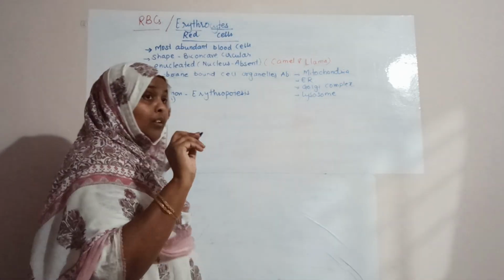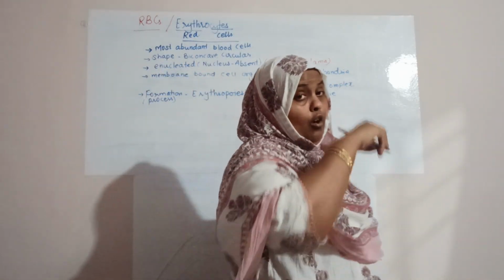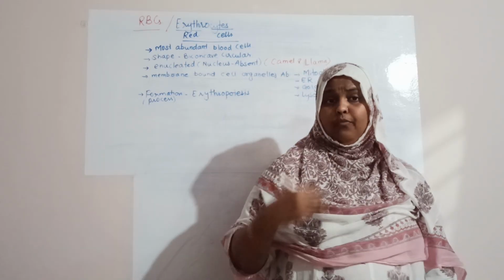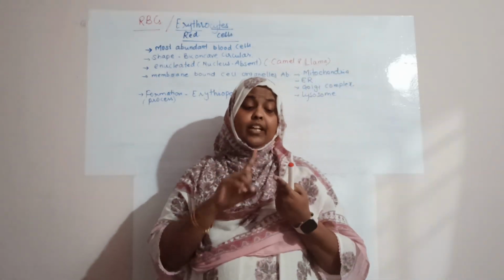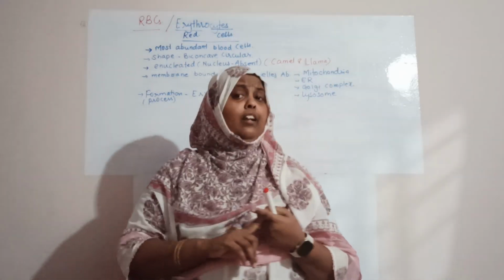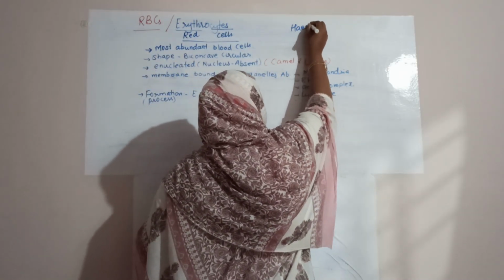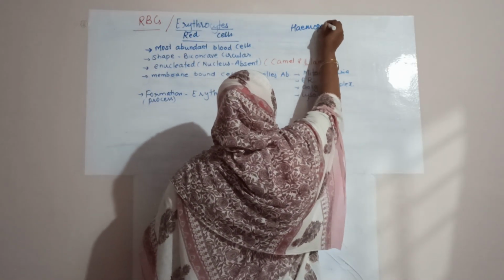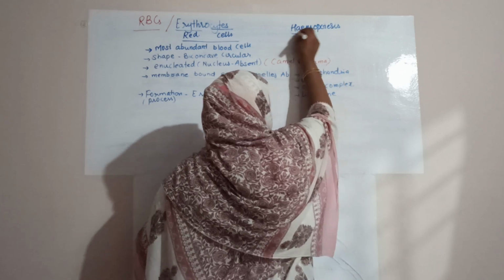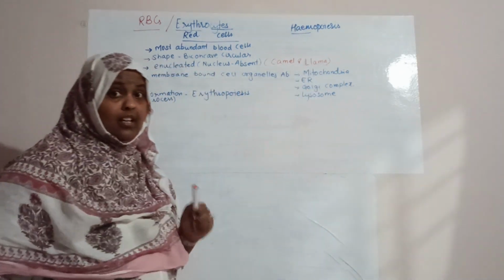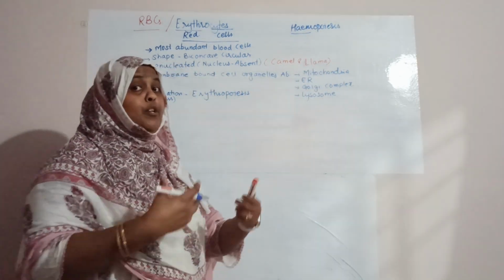Erythropoiesis. Remember the one term also. All the blood cells, when the blood cells form in our body, it means the RBC, WBC and platelet. So this is collectively known as hemopoiesis. Hem means blood. Poiesis means formation of cell.